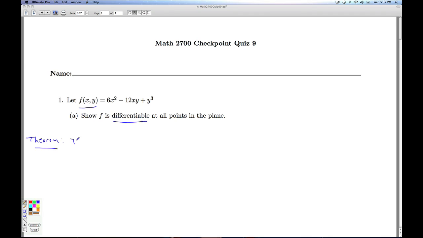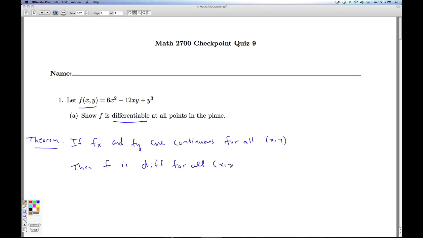The theorem says that if fx and fy are continuous for all points x, y, then f is differentiable for all x, y. So we'll just inspect the first derivatives here and check them out.